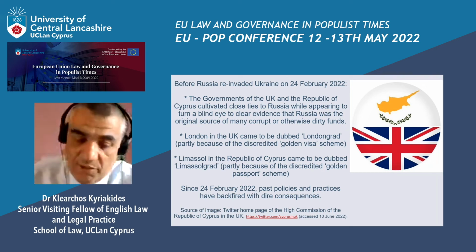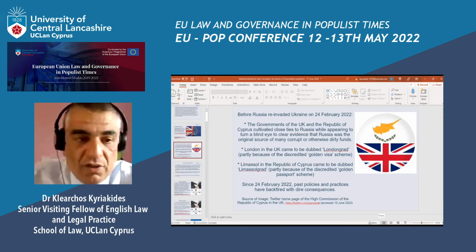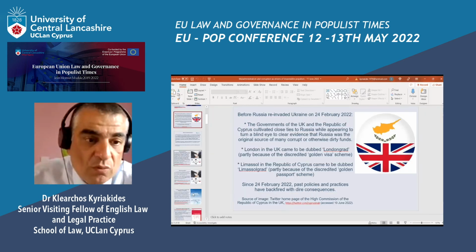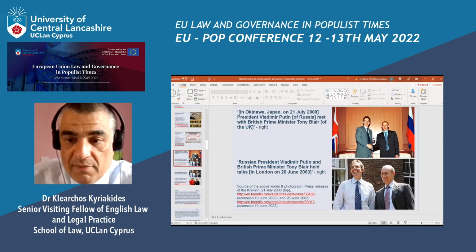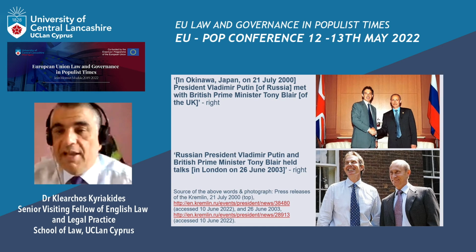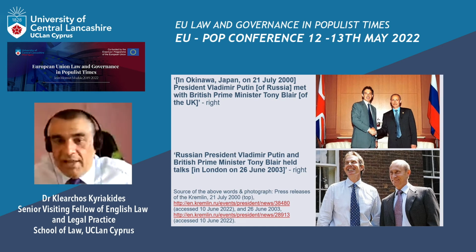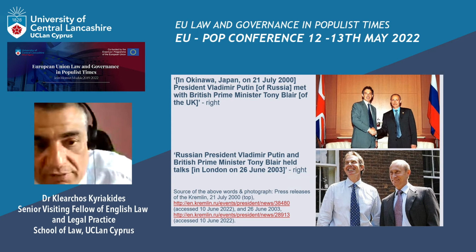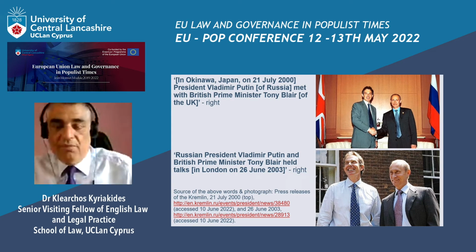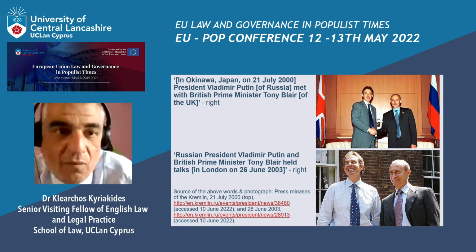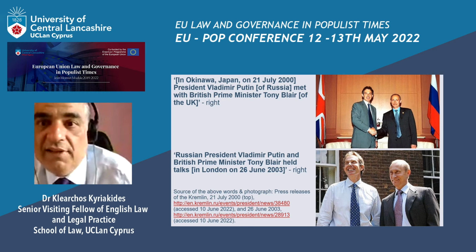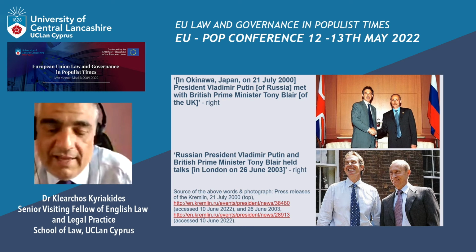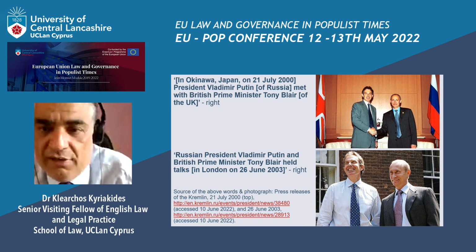But let me just explain to you in a little bit of detail what happened in the past and what went wrong, and I'll try and do a comparative analysis with both the United Kingdom and the Republic of Cyprus. Let's begin with the United Kingdom. And as you can see from these two photographs from the Kremlin, when Tony Blair was Prime Minister of the United Kingdom from 1997 until 2007, the United Kingdom enjoyed a reasonably good relationship with Russia.